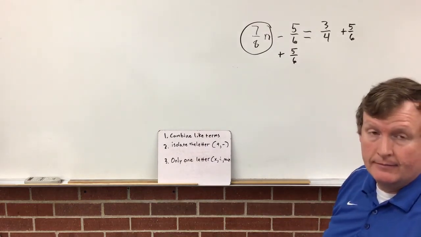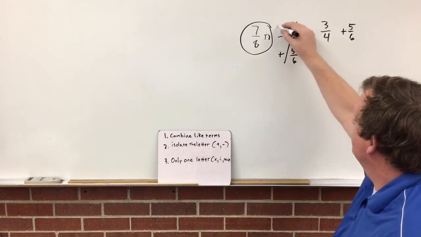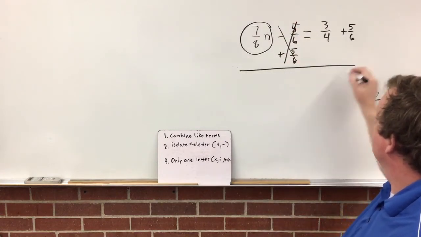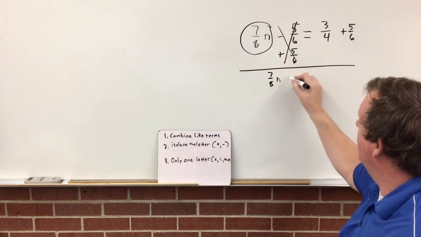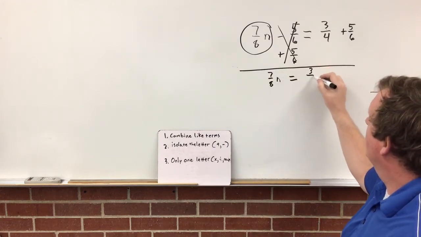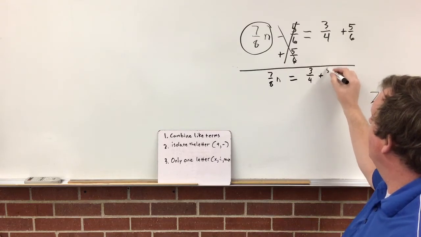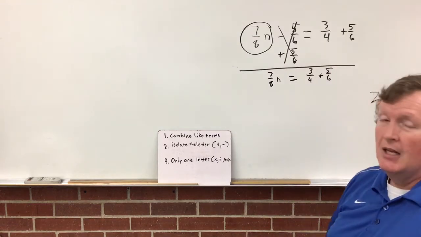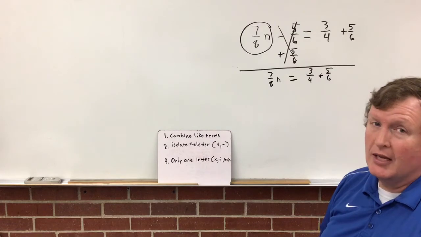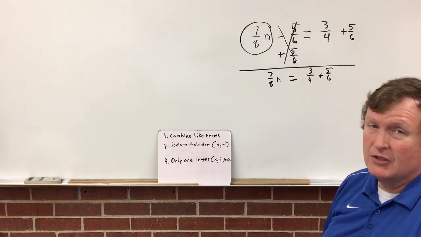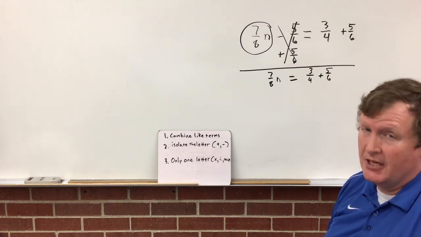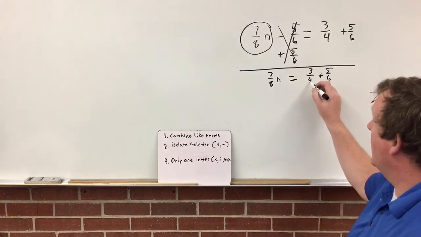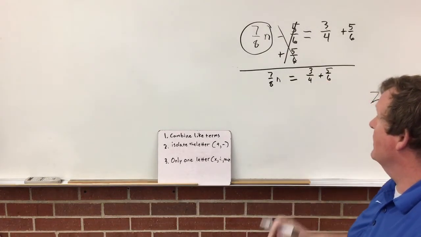Okay? These cancel. And then I have 7/8 times n equals 3/4 plus 5/6. Now, I can't just add across right away. I have to have something else when I add with fractions, and that is a common denominator. So what's the common denominator for both 4 and 6?